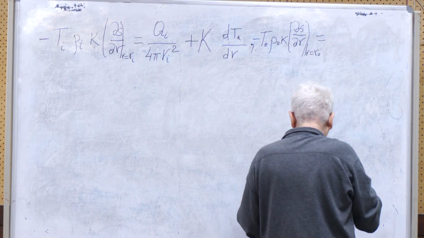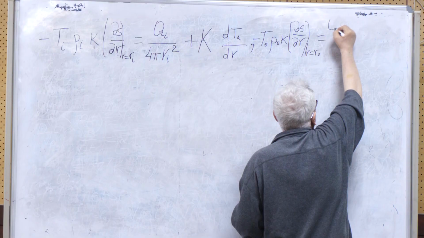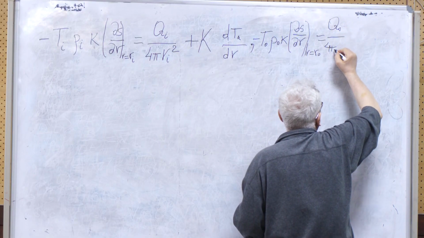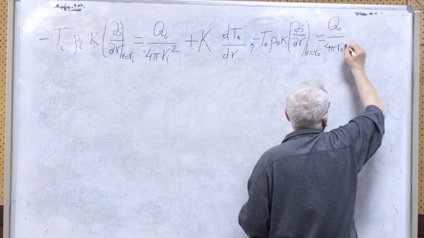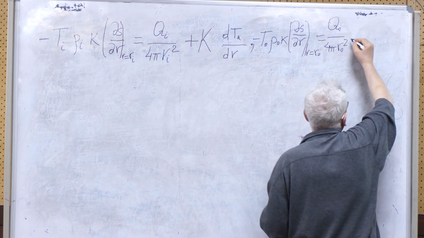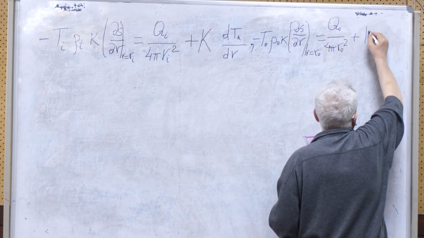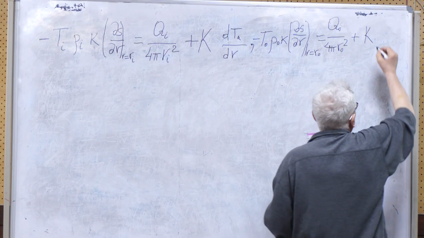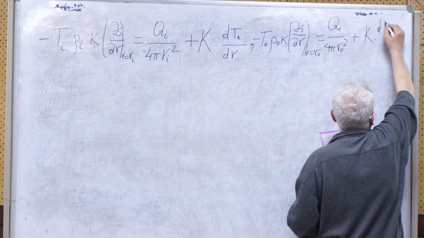This is at the outer boundary, the same play. We have QO divided by the area of the outer boundary now. And then we have contribution from the corresponding adiabatic temperature gradient.